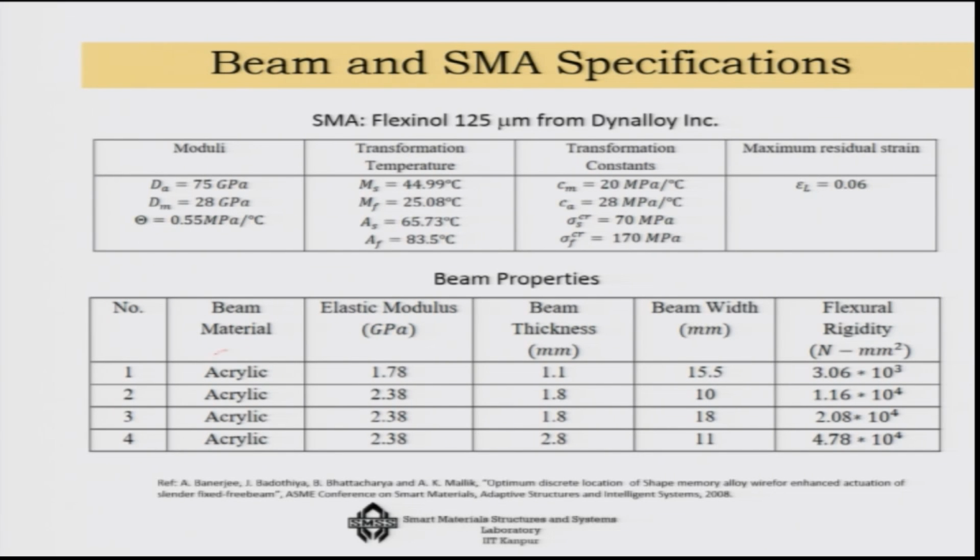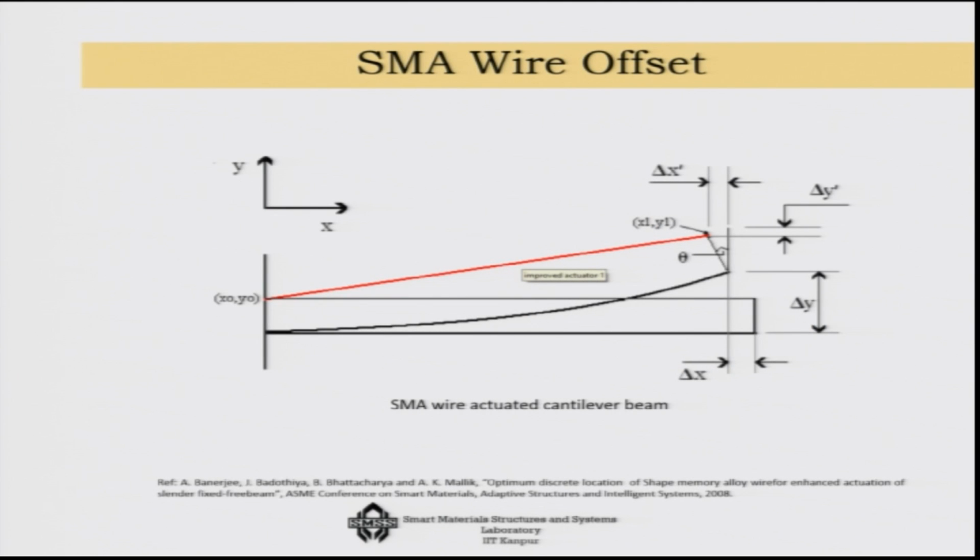So, the beam is of acrylic material, the elastic modulus is changing, this is a little higher in this case, as the beam thickness is also different, 1.1, 1.8 and 2.8, and accordingly the flexural rigidities are changing. Now, what we are doing is that we are using this Flexinol 125 micron wire, and we are studying how, with respect to the change of offset, the strain is changing in the system, and the deformation and the end point deflection is changing in the system.